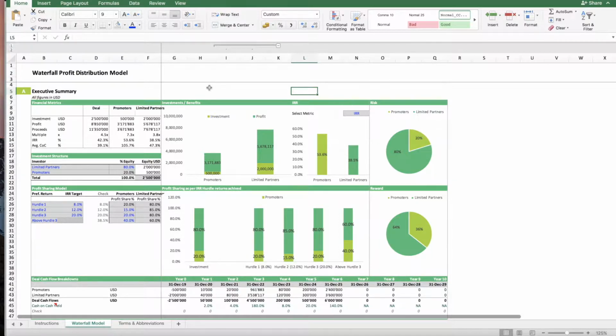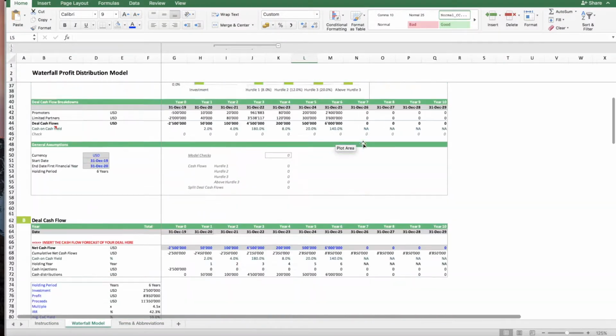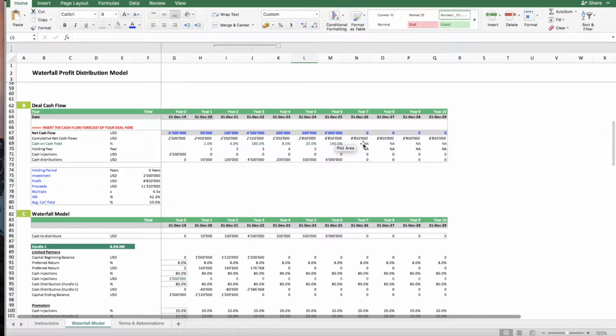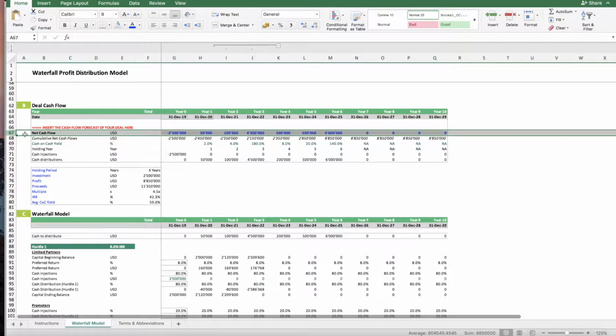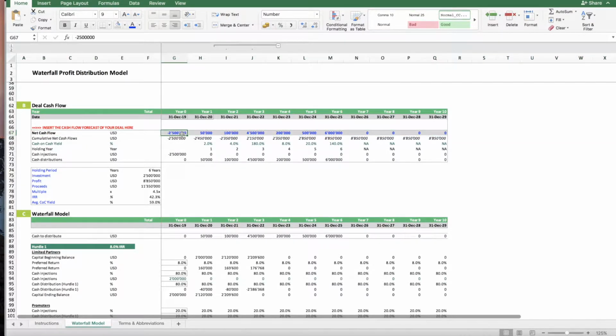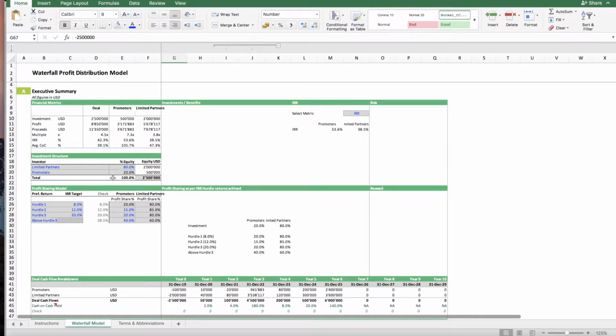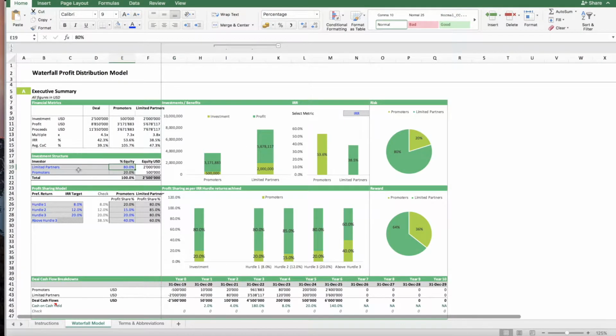This model needs you to enter the cash flows available to investors from a real estate deal or from a private equity deal as the base cash flows which are available to distribute. Once we have that, we need to look at the investment structure, which types of investor participated in this project.